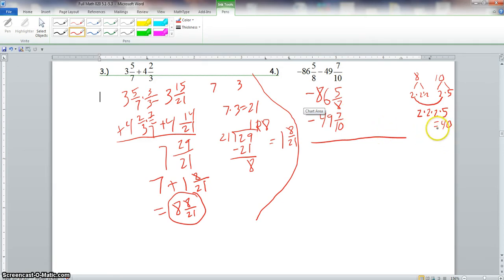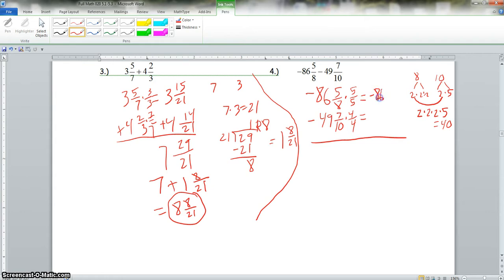But before we do our common denominators, let's compare the 8 to the 10. We ask ourselves, what does 10 have that 8 does not? And that is 5. So we'll multiply our numerator and denominator by 5. Now down here, we'll compare the 10 to the 8. What does 8 have that 10 does not? 8 has 2 extra 2's that 10 does not. So we'll multiply our numerator and denominator by 4. Now we can put our equal signs. This will make it a little easier.